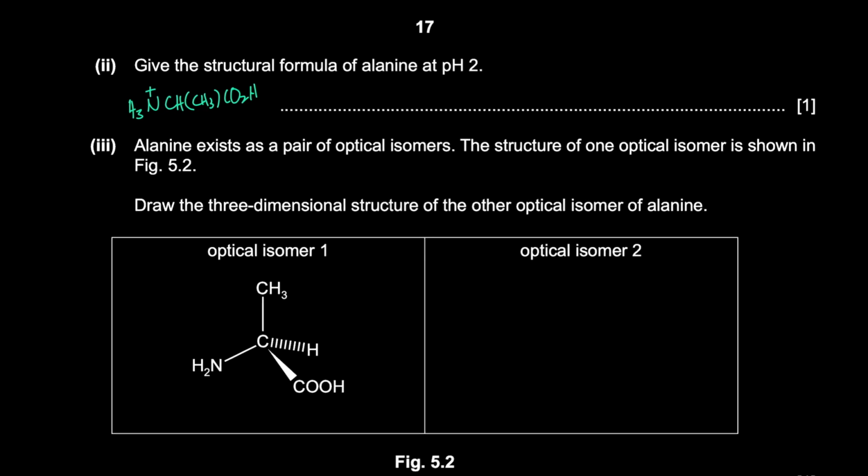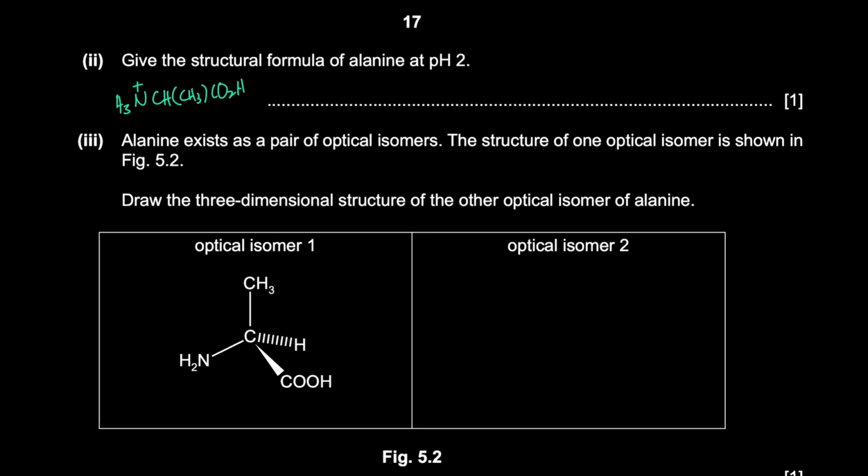Alanine exists as a pair of optical isomers. The structure of one optical isomer is shown in figure 5.2. Draw the three-dimensional structure of the other optical isomer of alanine. The other optical isomer will just be the mirror image of this. So just draw it like that. We have NH2, we have a CO2H, an H, and then we have a CH3. Okay.